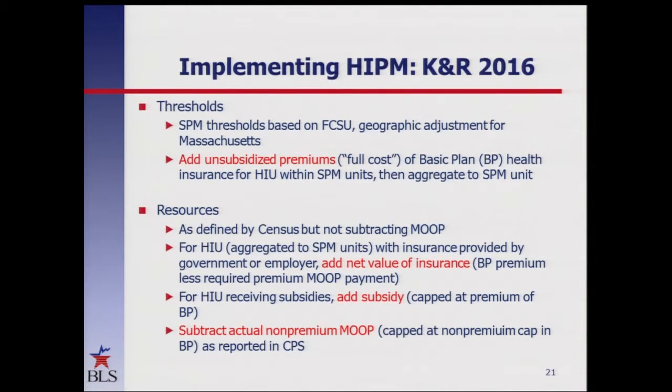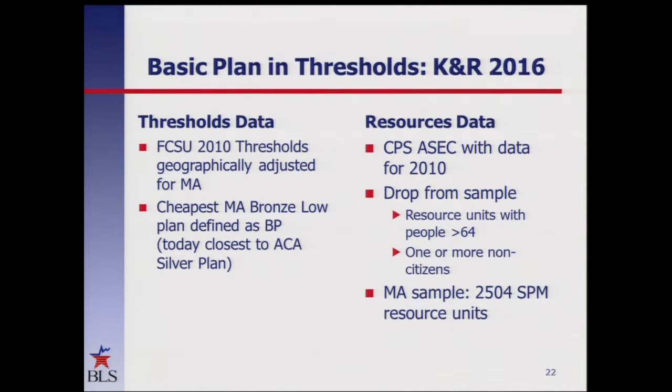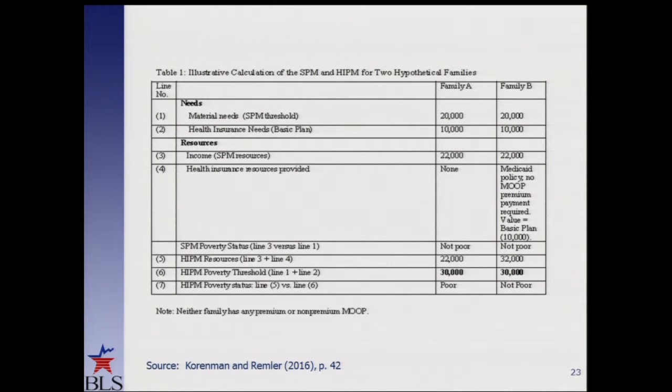All right. So the idea is you add the unsubsidized premium, add the net value of insurance. It depends on if you qualify for a benefit or if you have employer benefit or if you had Medicaid. All that matters, okay? So the basic plan, they use the cheapest Massachusetts bronze plan, which is closest to the silver plan today, all right? Like I said, they only have people less than 65 in their sample. And so here, this is an idea.